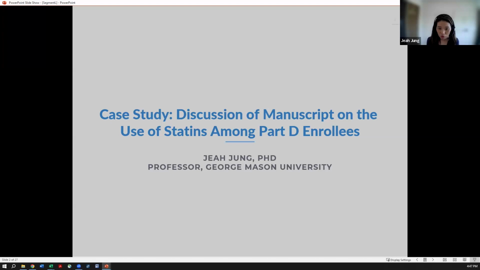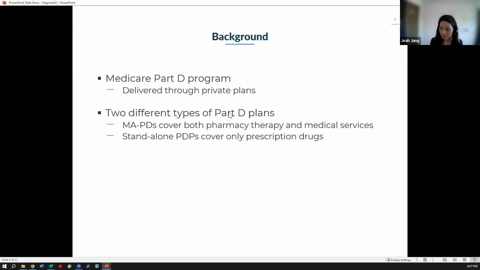All we had was 2007 data, so we wanted to learn the data. The best way to learn data is to do a study, right? If you really want to write a paper, then you actually learn about the data, because you have to learn it. So this is the manuscript that I wrote as a way to learn Part D data.